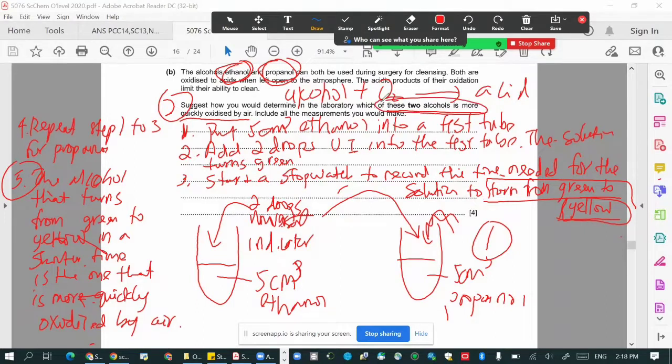How do you answer this question? Which of these two alcohols is more quickly oxidized by air? Let's look at the second example. You can actually pause the video and write down your answer and compare it with my answer. It's very important that whenever you use a chemical, always put a number to it, like a volume, 5 or 10 cm cube. If you need to use a solid, put a mass on it, 5 or 10 gram.